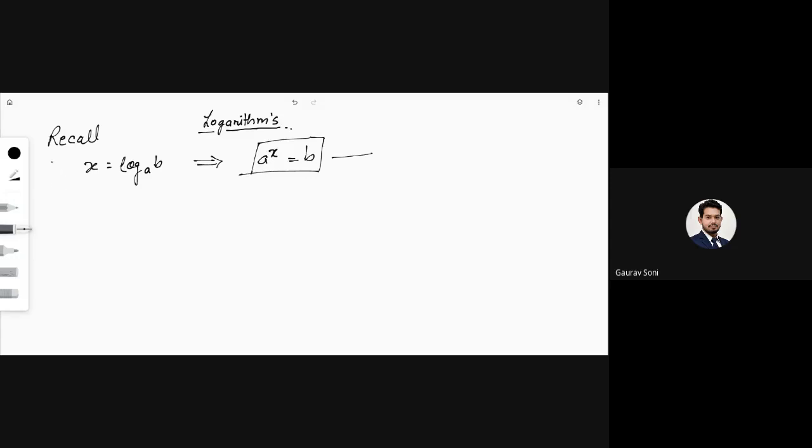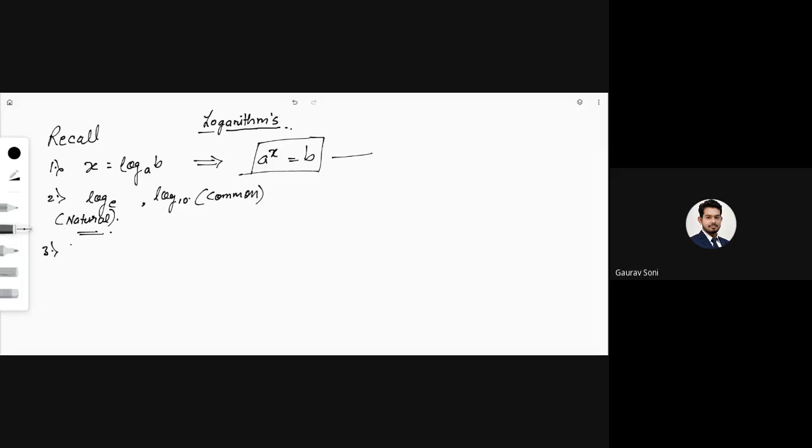Second, there are two types of logs, log to the base e and log to the base 10. One is the natural log and the other is the common log. Logarithms to the base 10 are called common logs, and log to the base e is called the natural log, because while doing the calculation this is the naturally occurring log.